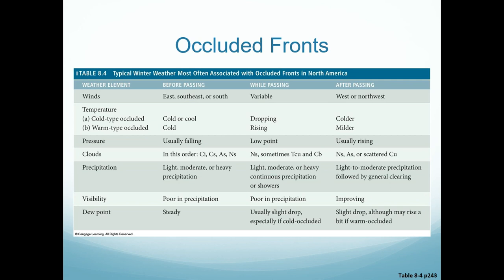Again, Table 8.4 in your textbook discusses more of the weather variables involved with occluded fronts. And so those are the four different fronts that we talked about: stationary fronts, cold fronts, warm fronts, and then the one where the cold front overtakes the warm front, known as an occluded front.